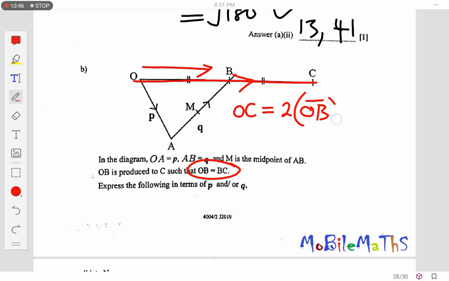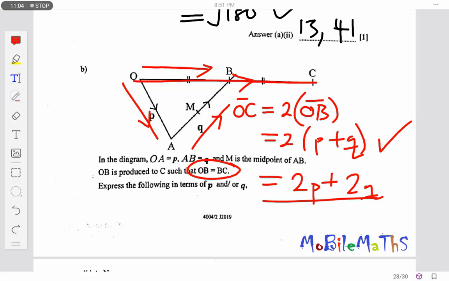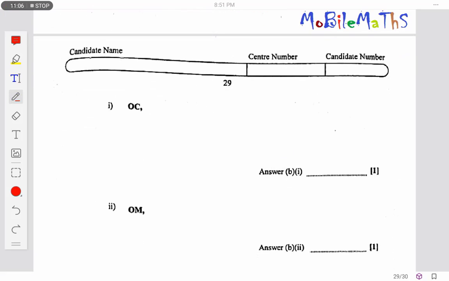Okay, like that. So my OC is going to be 2 OB. We find OB by going OA and AB there, so it's going to be 2 by P plus Q. So my answer is 2P plus 2Q, or this one is also correct. So that's our OC. Let's write our OC here. OC is equal to 2P plus 2Q. Okay, let's go to the next question.